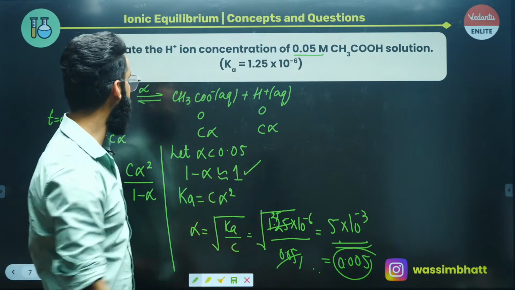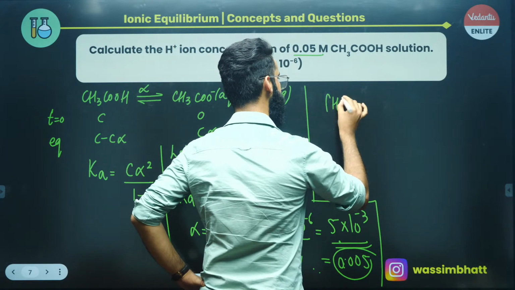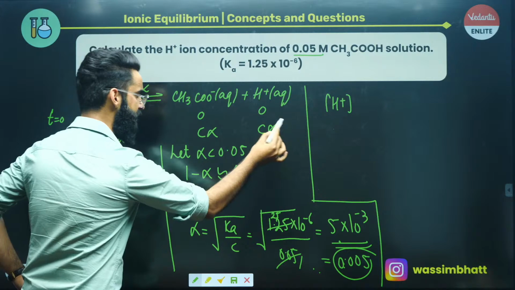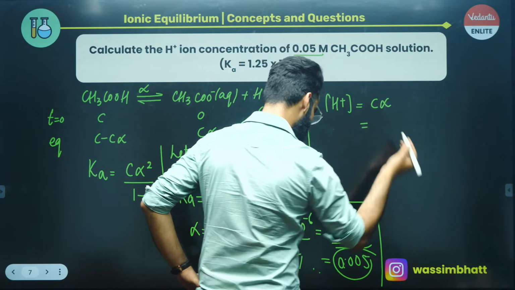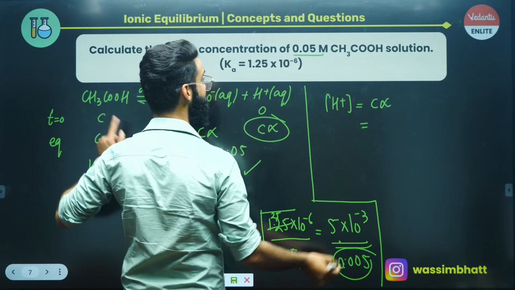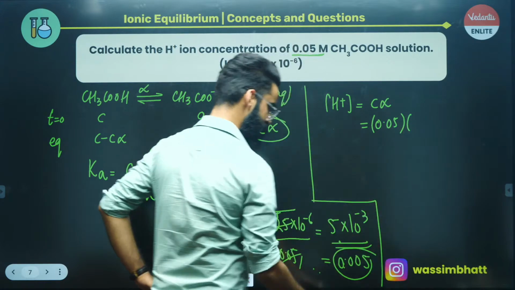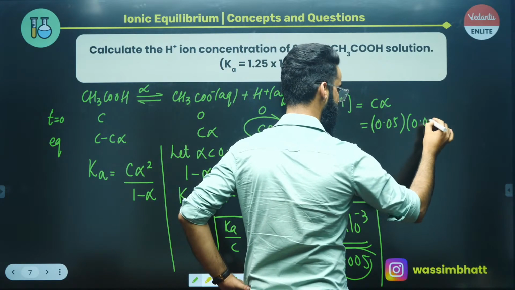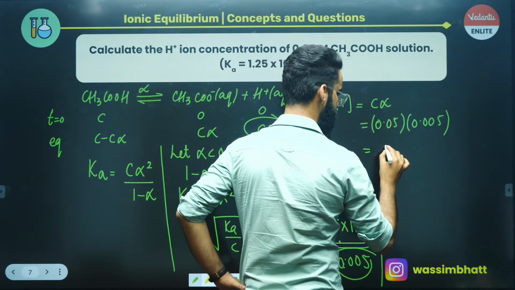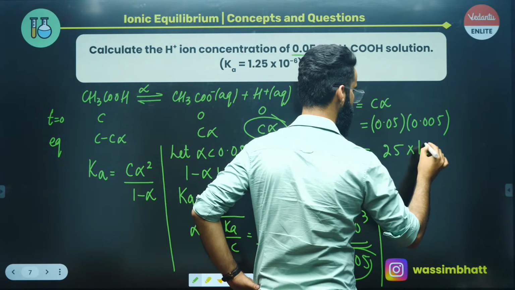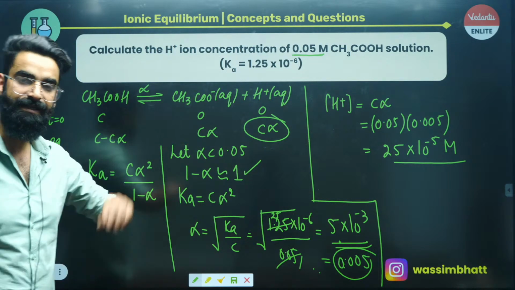Now, what were we supposed to calculate exactly? We were supposed to calculate the H+ concentration at equilibrium, and you know the concentration of H+ at equilibrium is equal to C alpha. C is the concentration of this weak acid, given as 0.05, and the alpha value you already got is 0.005. So this is 5 times 10 raised to the power minus 2 times 5 times 10 raised to the power minus 3. So it's finally going to be 25 times 10 raised to the power minus 5 molar. This is the concentration of H+ present in the container at equilibrium.